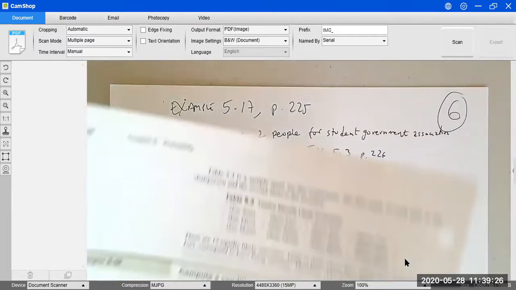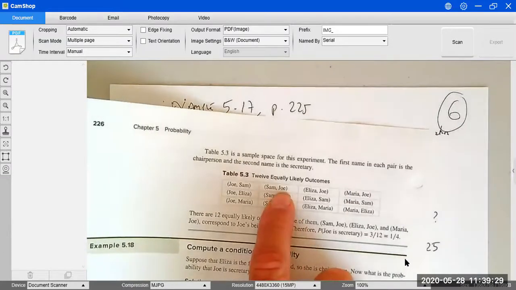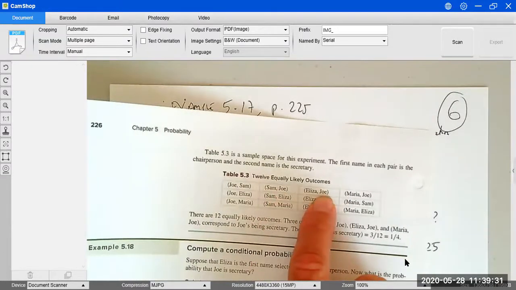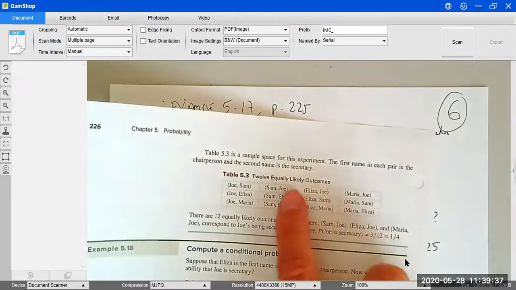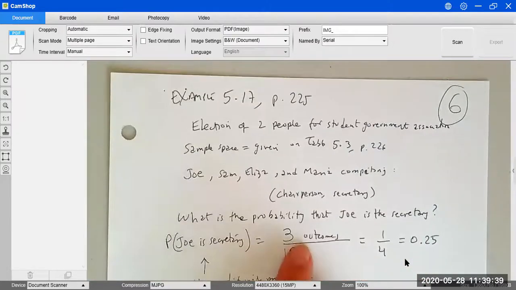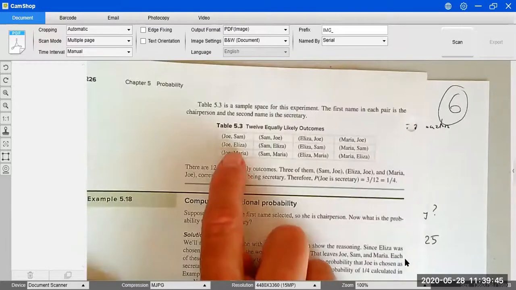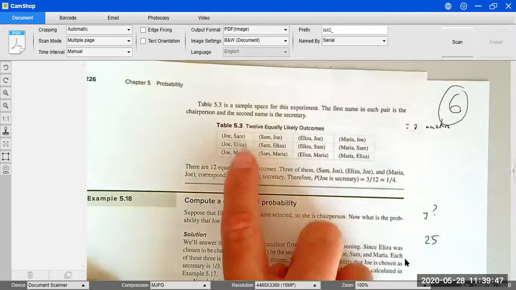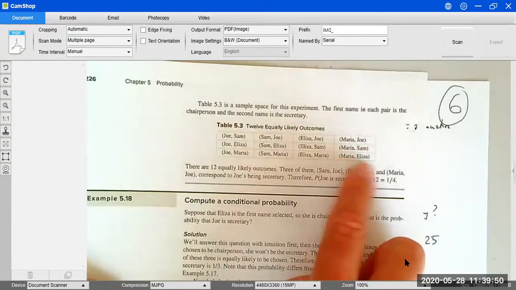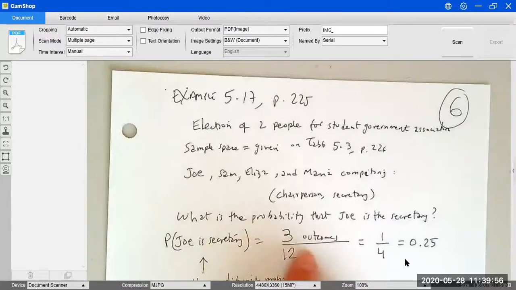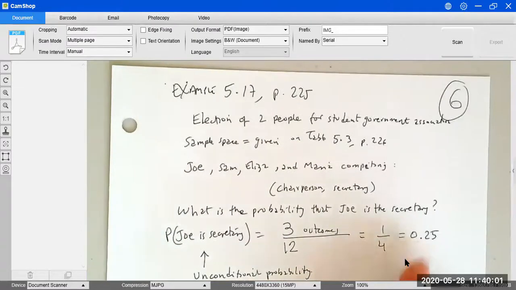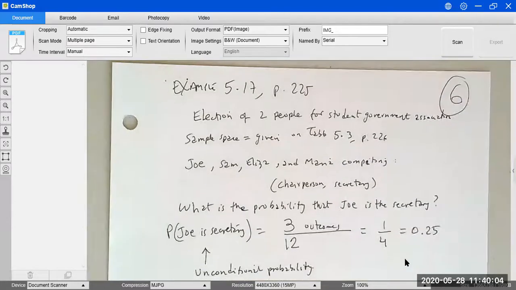So Joe is the secretary here, Joe is the secretary here, and Joe is the secretary here. So there are only 3 cases in which Joe is going to be the secretary. So I'm going to write 3 outcomes. What is the total number of outcomes? We have 12 pairs. So 3 times 4, there are 12 outcomes. So 3 divided by 12 is equal to 1/4. So there is a 0.25 probability that Joe is going to be the secretary.